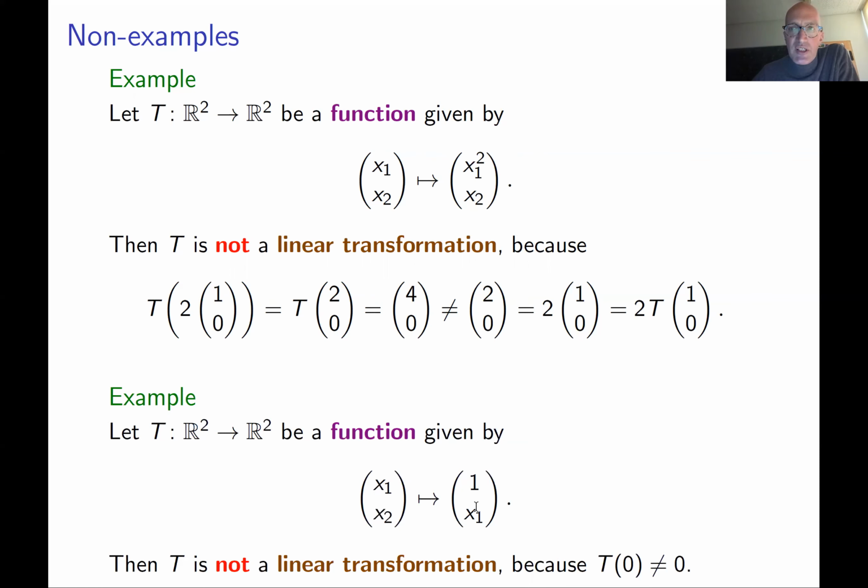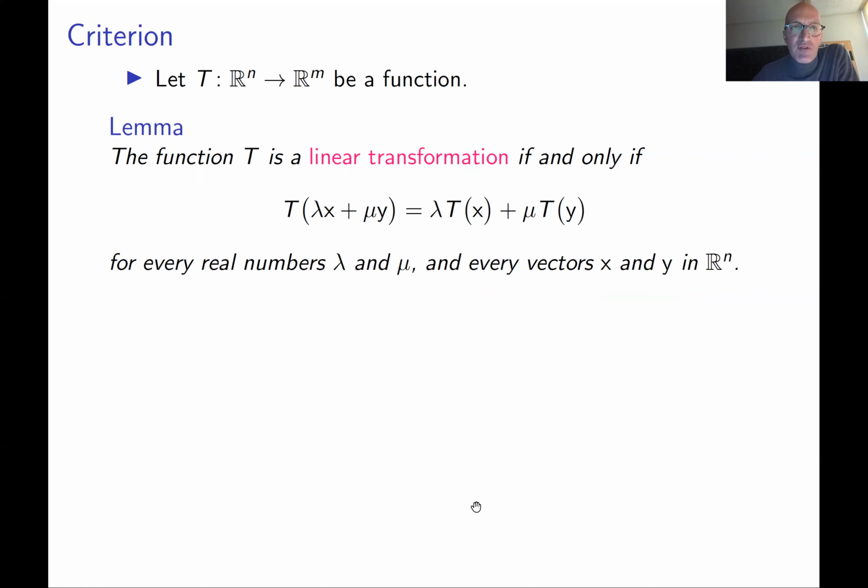Okay, so in many cases, it's useful, instead of checking three properties, to check one, but more complicated, which is given by this criterion. If you have a function T from n-dimensional space to m-dimensional space, this function is a linear transformation if and only if we have this equality for every real numbers lambda and mu and every vectors x and y. This is not hard to prove. The proof is in the lecture notes. I strongly suggest you check the proof accurately by yourself. Try to prove it by yourself.